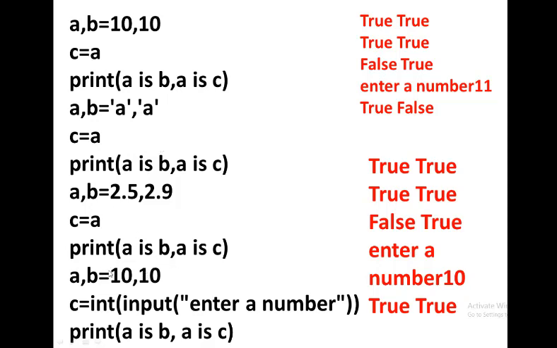But in the next one, if you use a comma b is equal to 10, 10, and here you enter 11 for c, now the identity is changed because the value of c is 11, so it will return true and false because c and a will not have the same identity. But if you enter true, it will return the same identity, that is true for both the conditions.